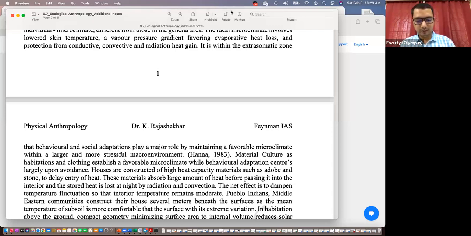And native highlanders are well adapted to high altitude environment. Discuss. So what are the adaptations that you normally see in the highlanders living in the high altitude conditions? Discuss those that we had a discussion on in yesterday's class.